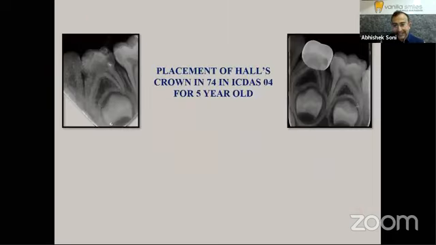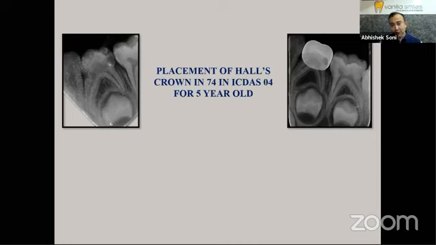Now, if you see this radiograph over here, you see that clear band of dentine. And even in the radiograph over here, there is a clear band of dentine between the advancing front of the lesion and the pulp horn. So these are classical cases which will give you that success rate of 98 to 99% for your Hall's crown.